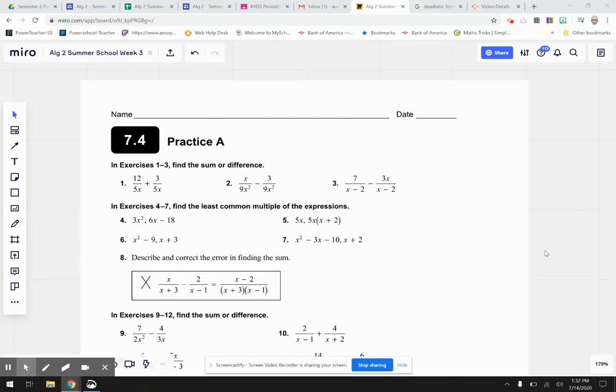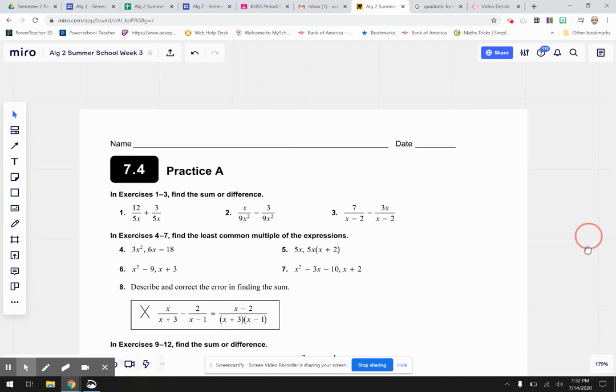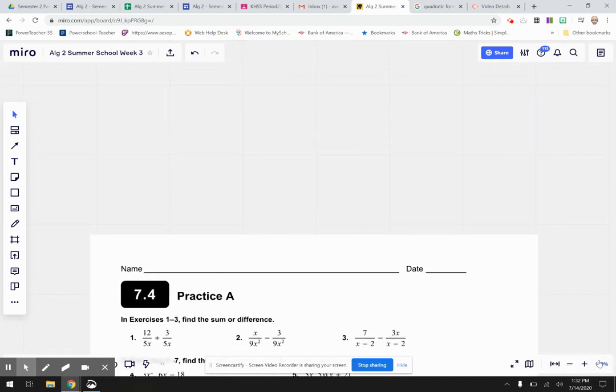All right, here's a video for 7.4, practice A, and you'll do practice B and the puzzle on your own as practice. But I want to give you practice A so you know how to do those. We are going to be adding and subtracting fractions on this section. So let me recap. Go up here above it, just a recap on how to add and subtract fractions.